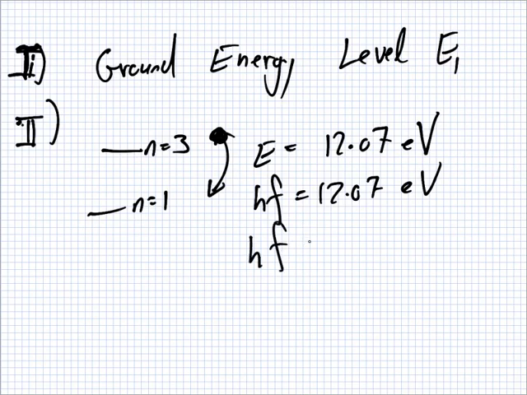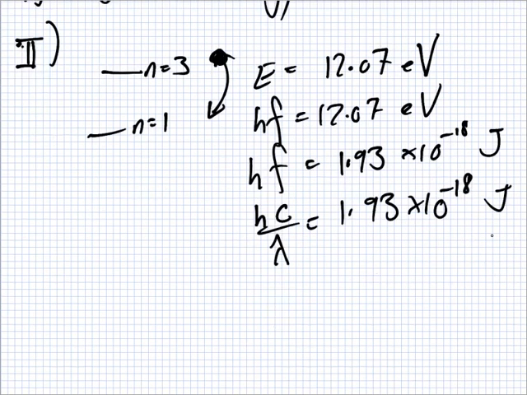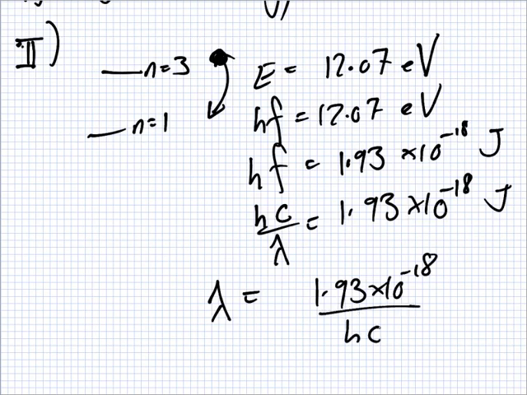hf equals 1.93 times 10 to the minus 18 joules. hc over lambda equals 1.93 times 10 to the minus 18 joules. So we can finally get the answer here. Lambda equals 1.93 times 10 to the minus 18 over hc. h is number 6 and c is number 20.